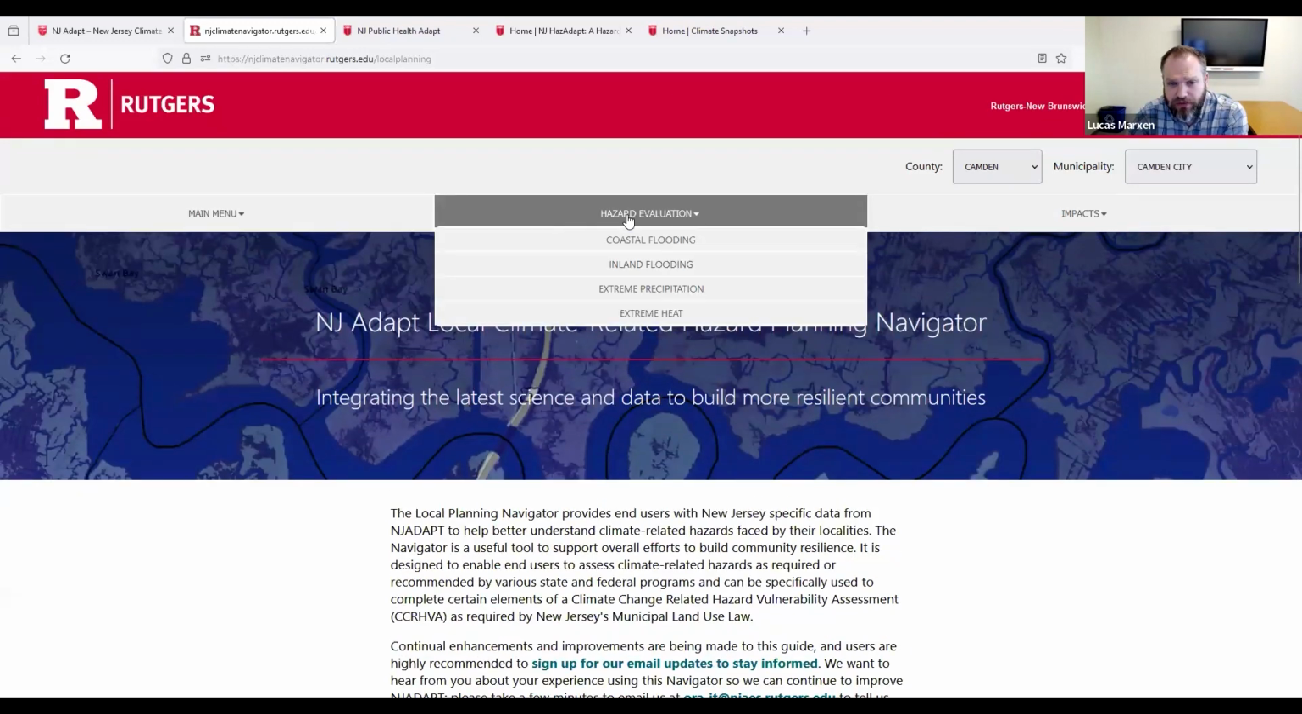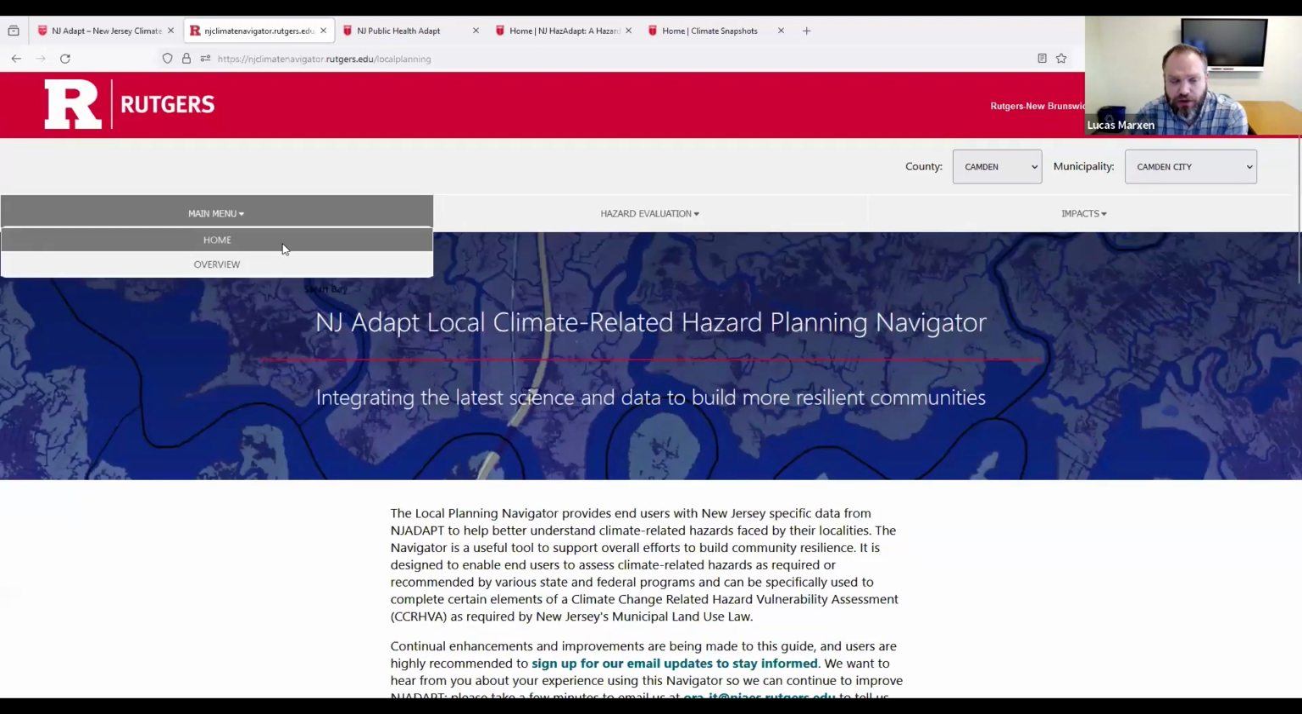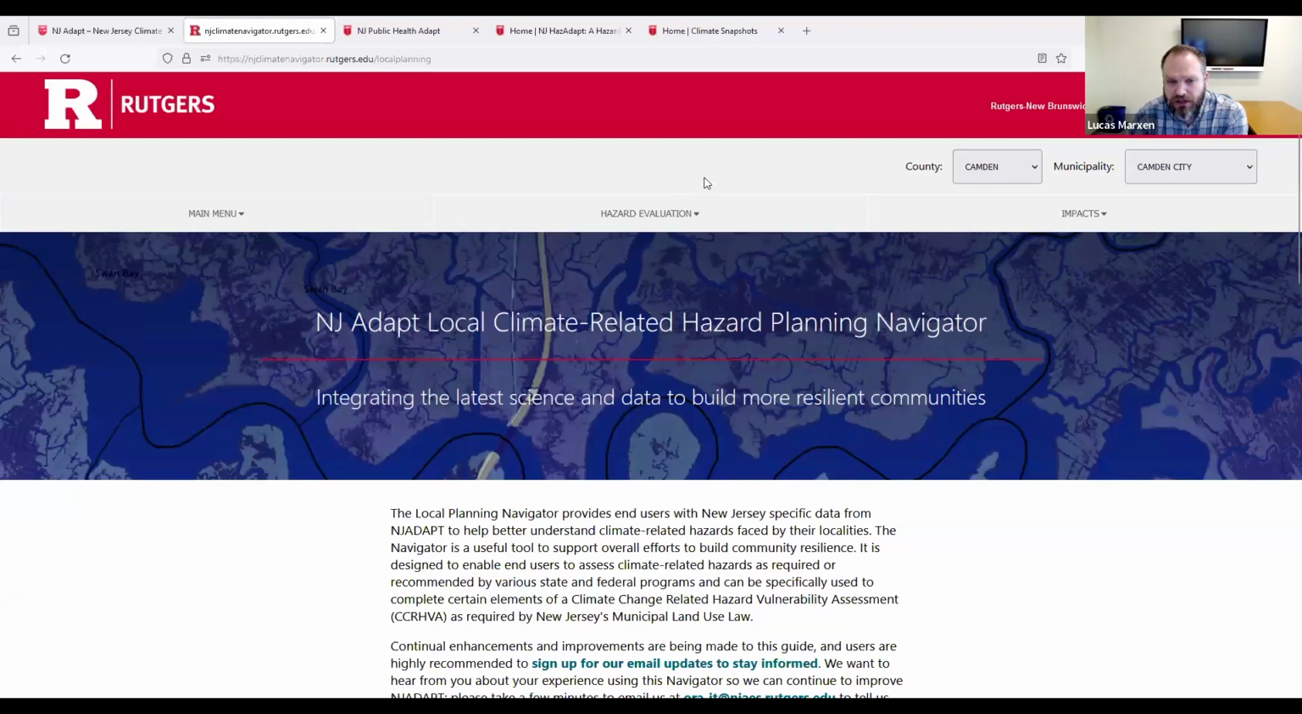So on the page here, we have menus up top where you can go to our home and the overview. We'll also have a section, I'll show you, on hazard evaluation and on impacts. And on the top here, you can select the specific locality that you're interested in getting data for. You can either select the county as a whole, or you can select a specific municipality within the county. They're all easy-to-use drop-down menus.